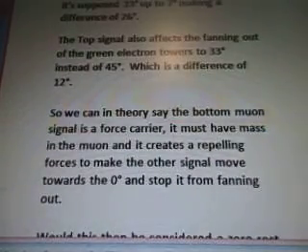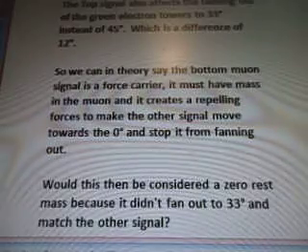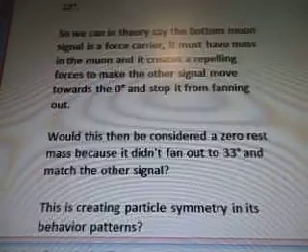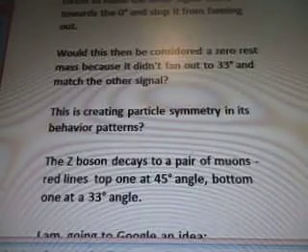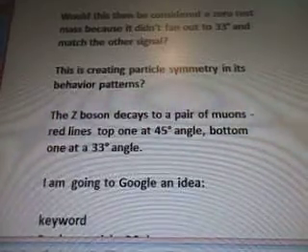So we can, in theory, say the bottom muon signal is a force carrier. It must have mass in the muon, and it creates a repelling force to make the other signal move towards the 0 degrees and stop it from fanning out. Would this then be considered a zero rest mass because it didn't fan out to 33 degrees and match the other signal? This is creating particle symmetry and its behavior patterns. And these are questions, right?